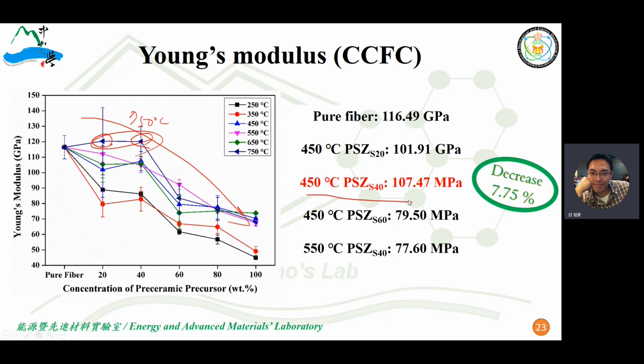Because at this temperature, the preceramic precursor is not completely pyrolyzed, or it just cross-linked, it's still a polymer phase. Therefore, maybe its toughness is higher than that pyrolyzed at a higher temperature, right? You have a higher toughness, and this higher toughness gives this UTS. However, for Young's modulus, usually the higher toughness has the lower stiffness. We can say a higher toughness has the lower Young's modulus.